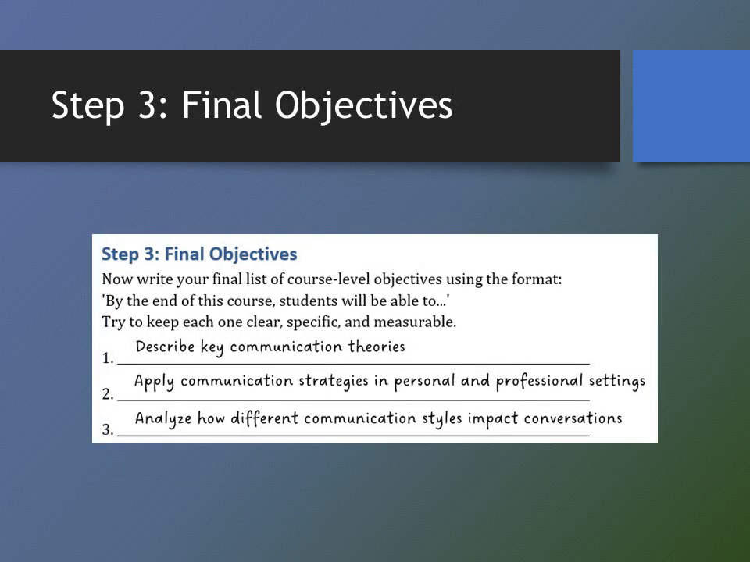In the last section of the worksheet, titled Step 3, Final Objectives, you'll find a numbered list. That's where you'll write your final, polished course-level objectives. Here's my final list. By the end of this course, students will be able to 1. Describe key communication theories. 2. Apply communication strategies in personal and professional settings. 3. Analyze how different communication styles impact conversations. These are measurable and aligned with what I want students to walk away with. Pause here if you need time to finalize yours.